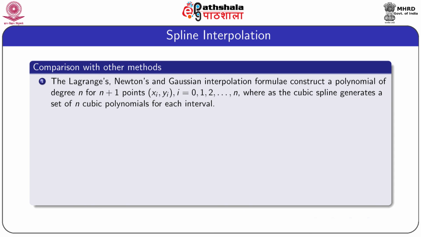But for cubic spline interpolation, we can mention some important points. In the Lagrange, Newton's and Gaussian interpolation formulas, including Stirling's and Bessel's, we construct a polynomial of degree n for n plus 1 points, whereas the cubic spline generates a set of n cubic polynomials, one for each interval. This one is the major difference between the other interpolating polynomials and the cubic spline polynomial.